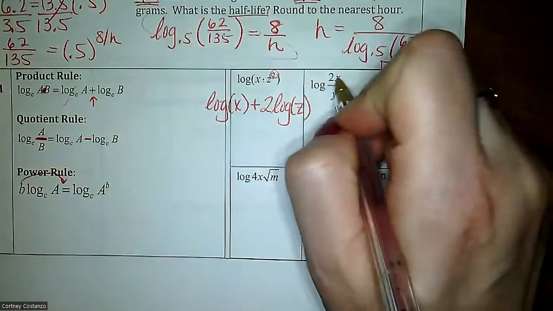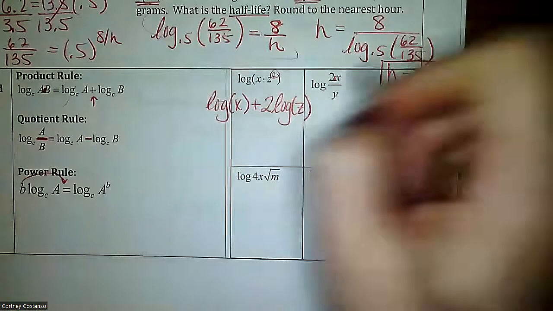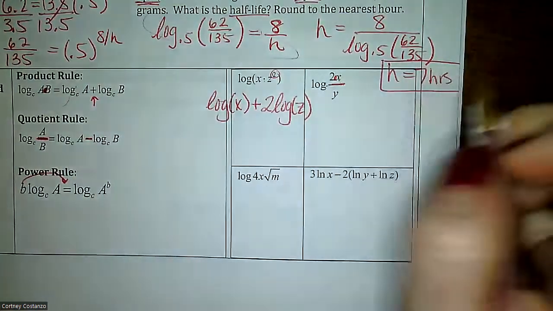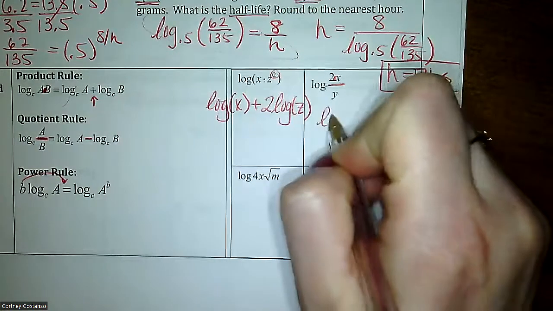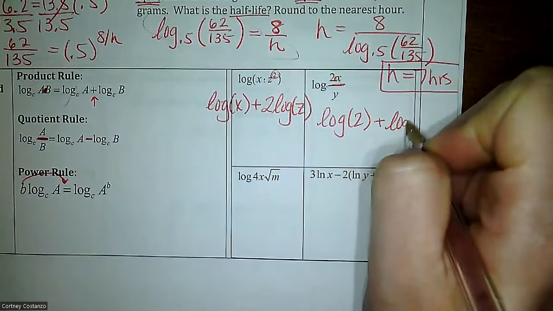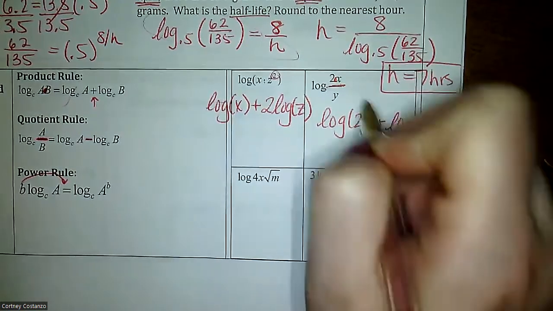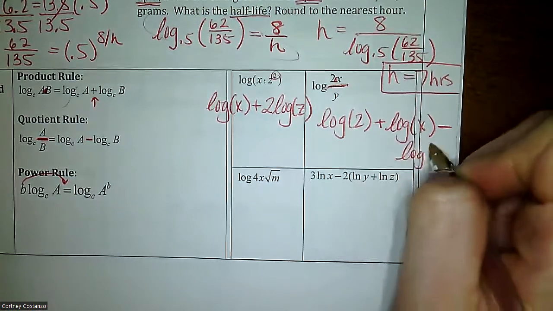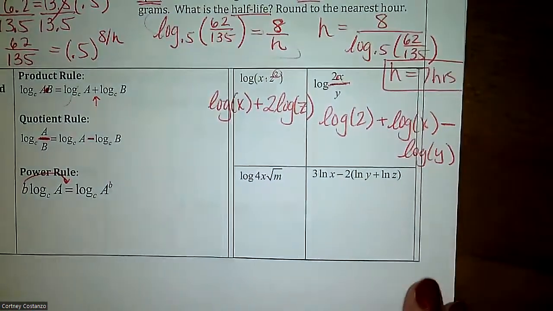In this case, we have 2 multiplied by x, and then that whole thing is being divided by y. If I was to split this apart, and I might run out of a little bit of space, log of 2 plus log of x. And then because this is divided by y, I'm going to subtract log of y. See how I kind of ran out of space? You see what I mean?